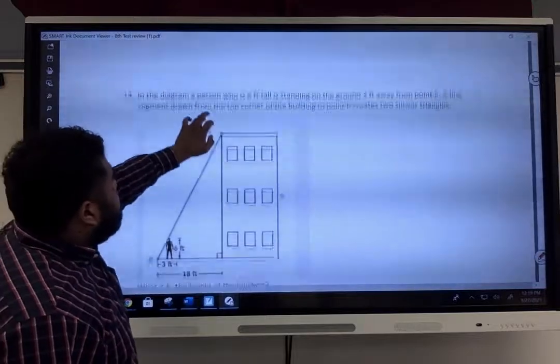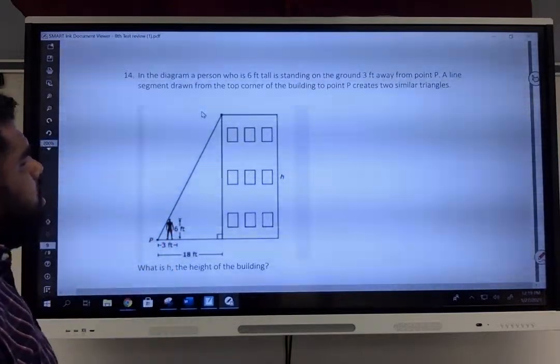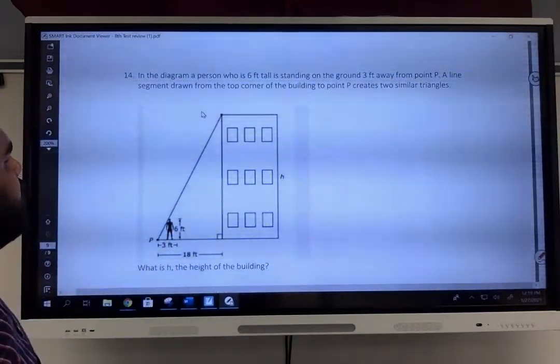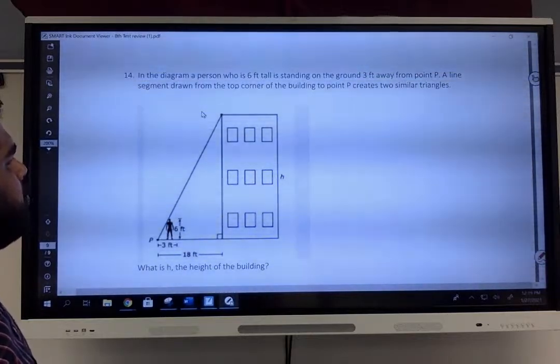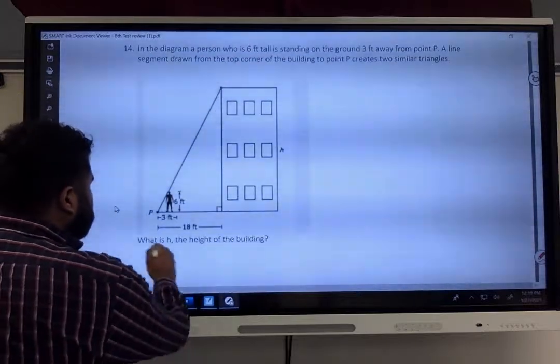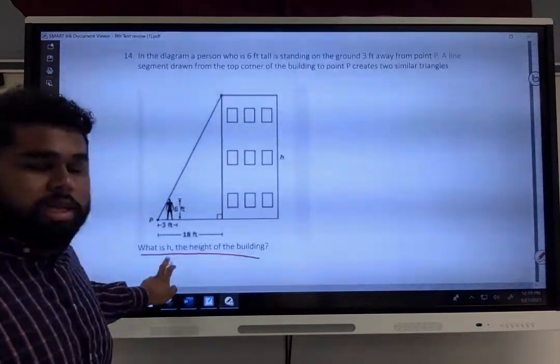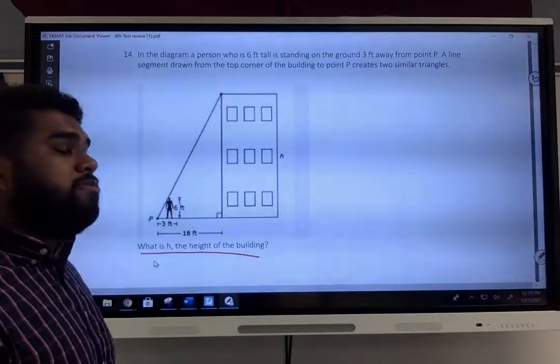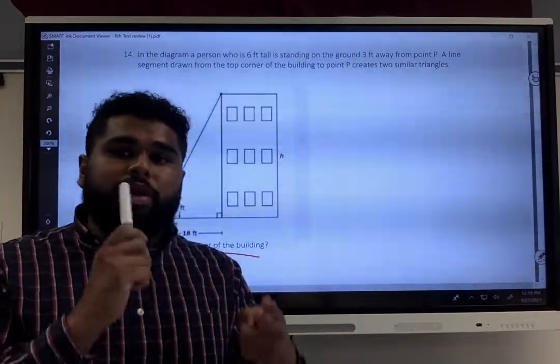In the diagram, a person who is 6 feet tall is standing on the ground 3 feet away from point P. A line segment drawn from the top corner of the building to point P creates two similar triangles. What is H? The height of the building. So let's go ahead and set up our proportions. Now we have two different things. We have a man and we have a building.